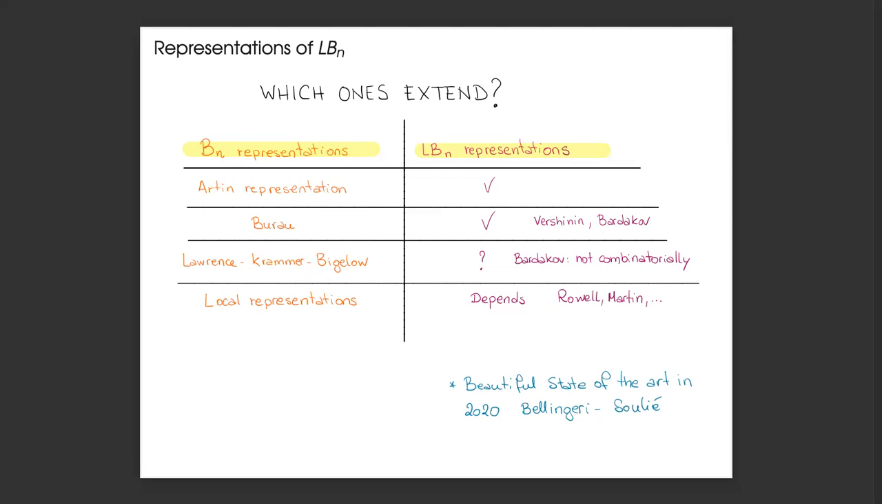So maybe we should not just take the matrices, but look at what the matrices represent. Can we define homologically the Lawrence-Krammer-Bigelow representation on loop braid groups? It becomes more complicated, more intricate. So that's, I suppose, the reason why it's not been done yet, but there is still hope.